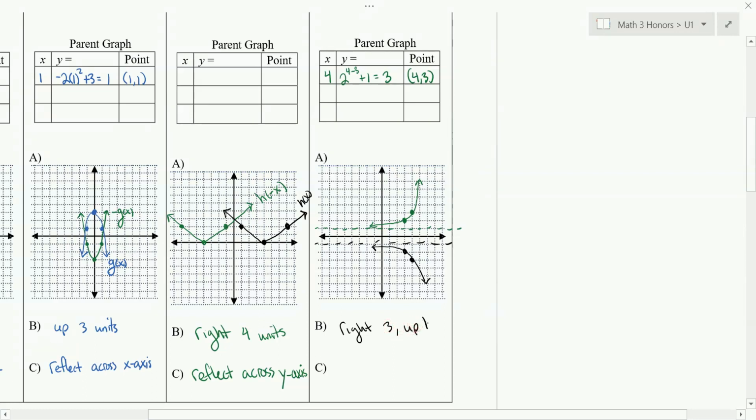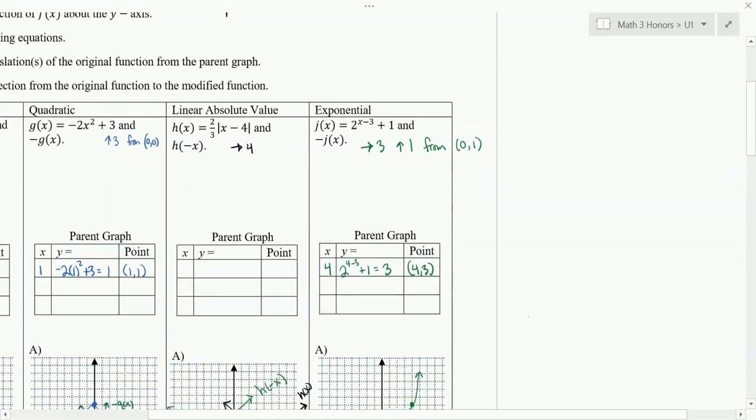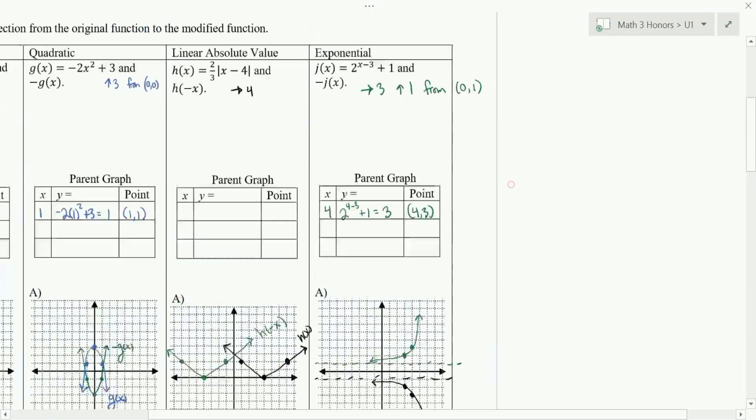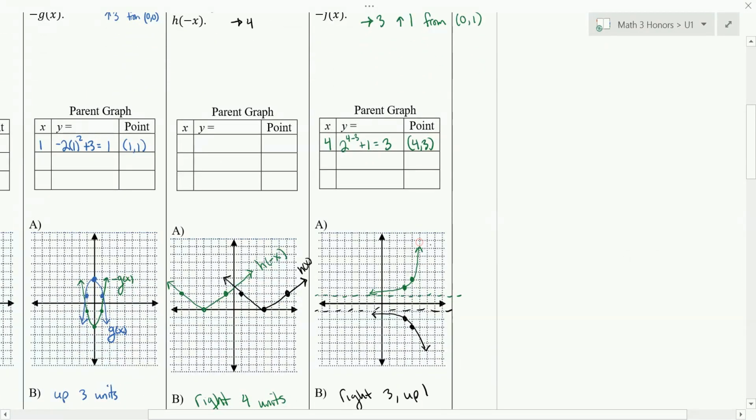So that's the answer to C. Reflect across the x-axis first. So that point's 4, 4. I'll choose another number. Let me label these too. We got 5 minus 3 is 2. So that's j of x, 2 squared, negative 6.